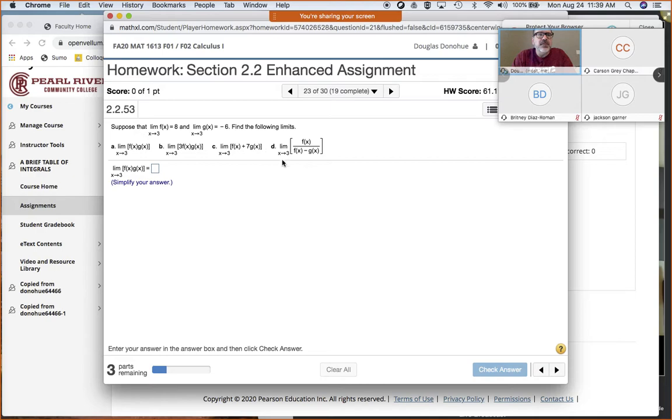Here we go. It looks like number 23 may be the first one with the limit laws. So they're telling me the limit of f is 8 and the limit of g is -6. So f times g would be 8 times -6, which is -48.